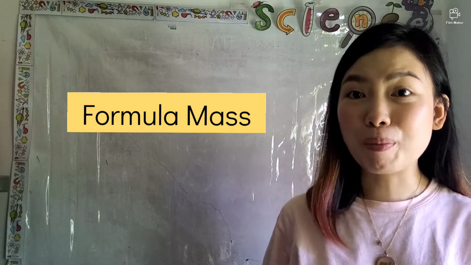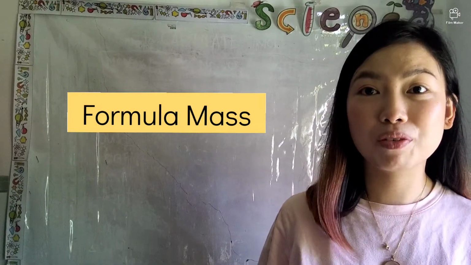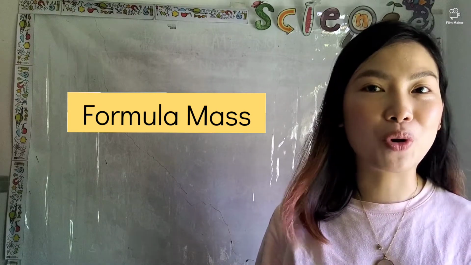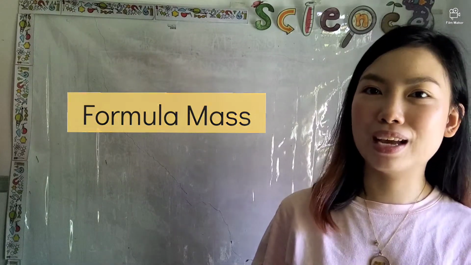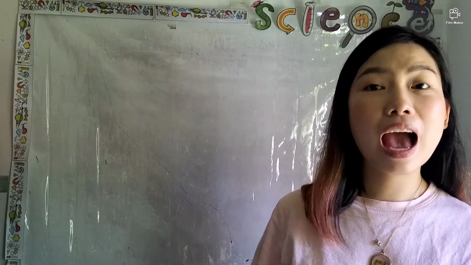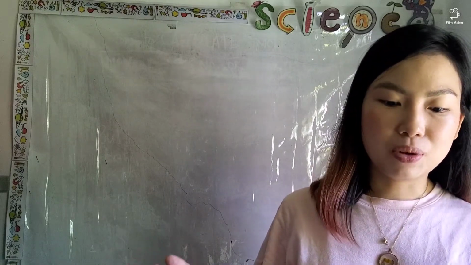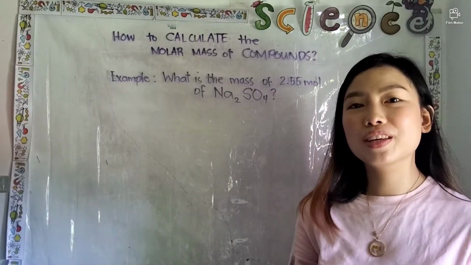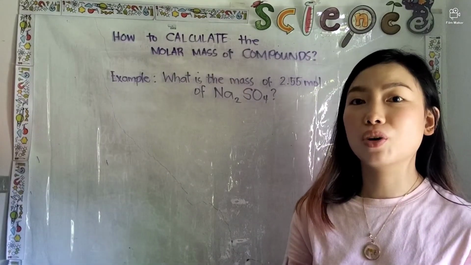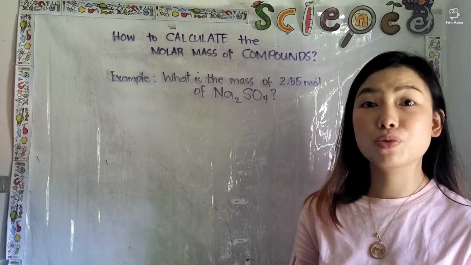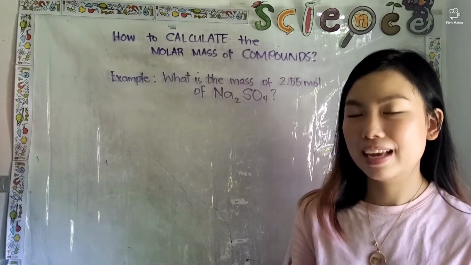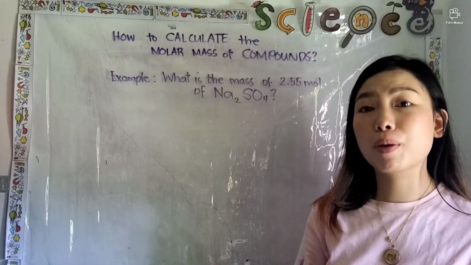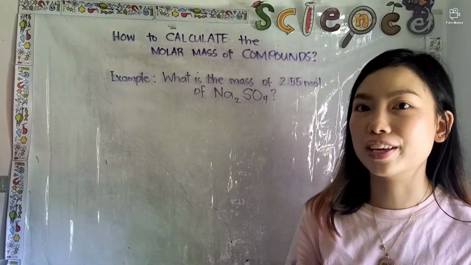Kanina ay molecular mass or molar mass because we were only referring to one element. So since this is now a compound, we now call it formula mass. So our next lesson will be how to calculate the molar mass of a compound. So here is an example for the compound, where you have to find the molar mass. Example, what is the mass of a 2.55 mole of Na2SO4?